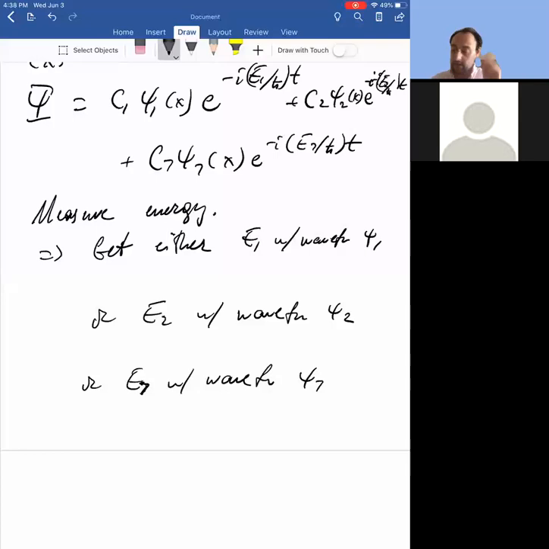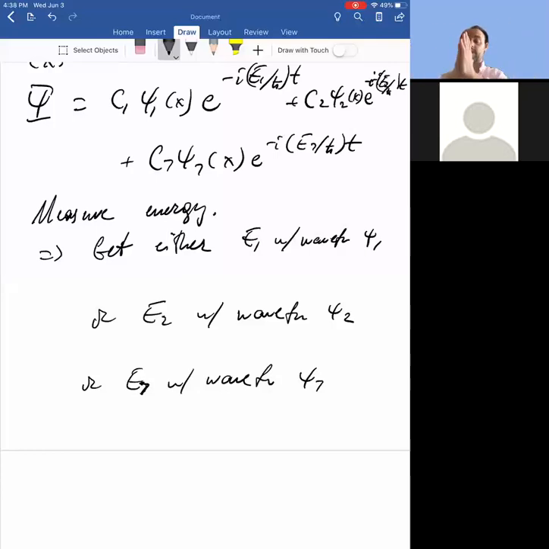You make the measurement. Let's say you got E7. Immediately after the measurement, the wave function will be just psi7, and the particle will have energy E7. And you might say, wait a second, does it mean that your energy is not conserved? No, it means the energy is not known prior to measurement. Once you've made the measurement and you found the energy E7, the wave function will be in psi7, and it will stay in psi7 having energy E7.